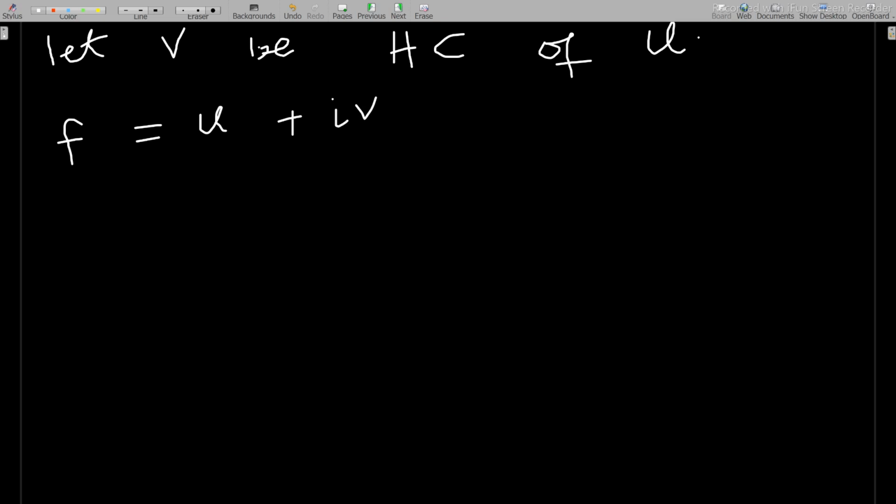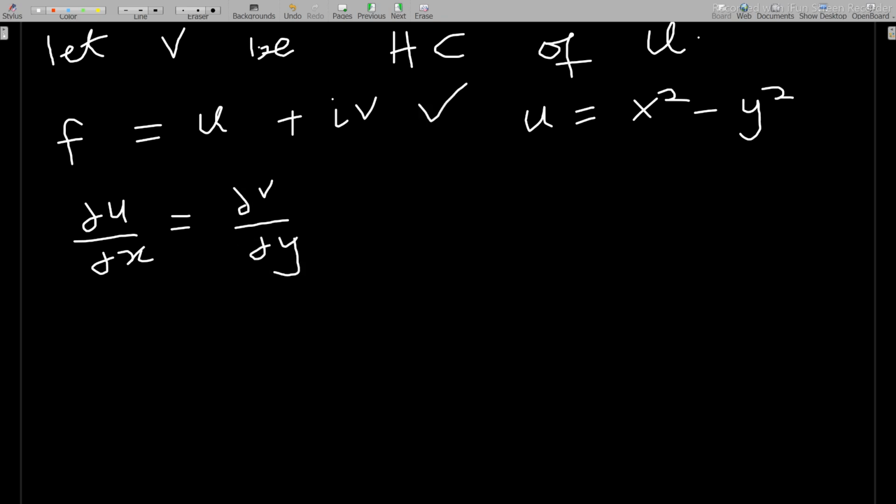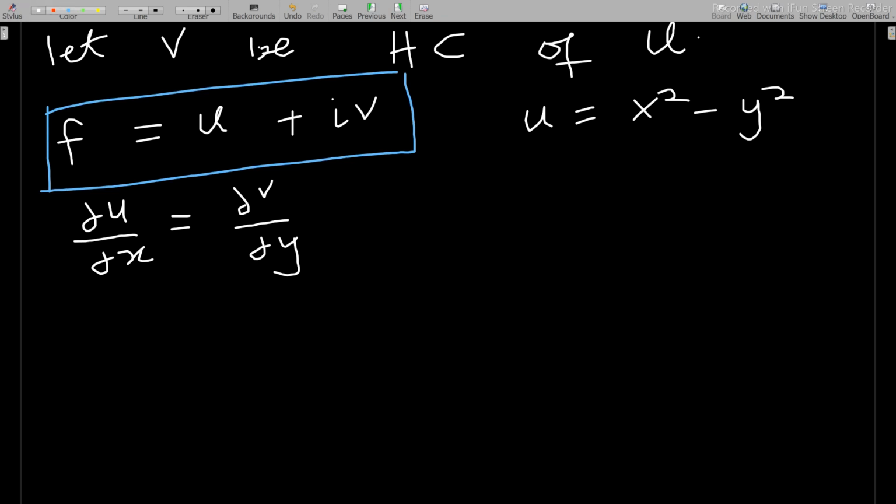If this is indeed analytic, then we can use the CR equations to generate differential equations involving v, and then use them to solve for v. We know our u is x squared minus y squared, so what we need is our v. From the Cauchy-Riemann equations, del u del x is equal to del v del y if this is analytic. When v is the harmonic conjugate of u, the whole f is analytic and satisfies the CR equations, and also del u del y is equal to negative del v del x.